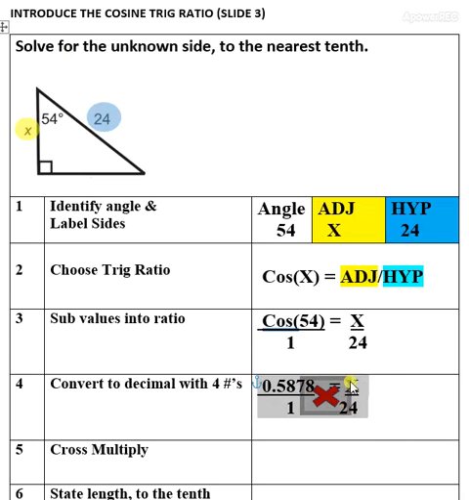And then you cross multiply. And by cross multiplying, you will obtain 1 times x, which is x. And then you have 0.5878 multiplied with 24. And then as your last step, you should get the following as your answer. x should equal 14.1.